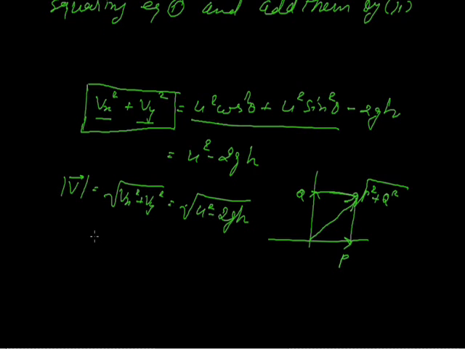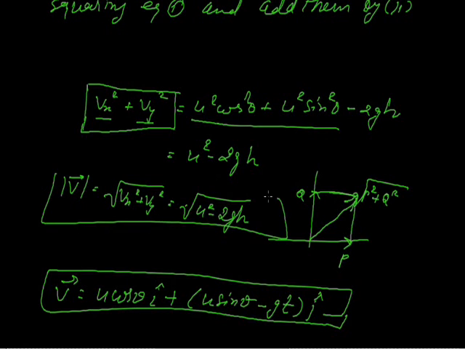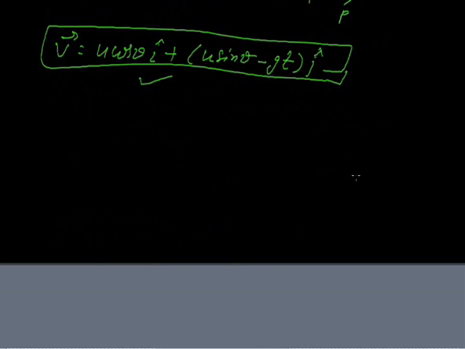So we see that the velocity at any time t is the vector v equal to u cos theta i cap plus (u sin theta minus gt) j cap. This is the velocity at any time, because there is a term t. And the magnitude of velocity at any height is the square root of u square minus 2gh. Okay, now we want to find out the time of flight.